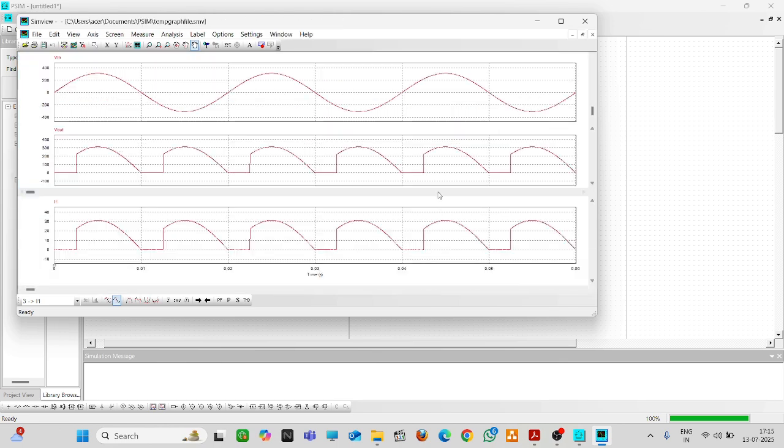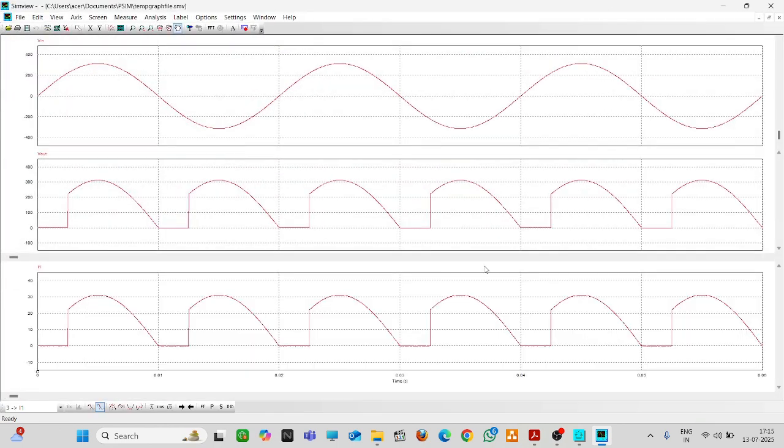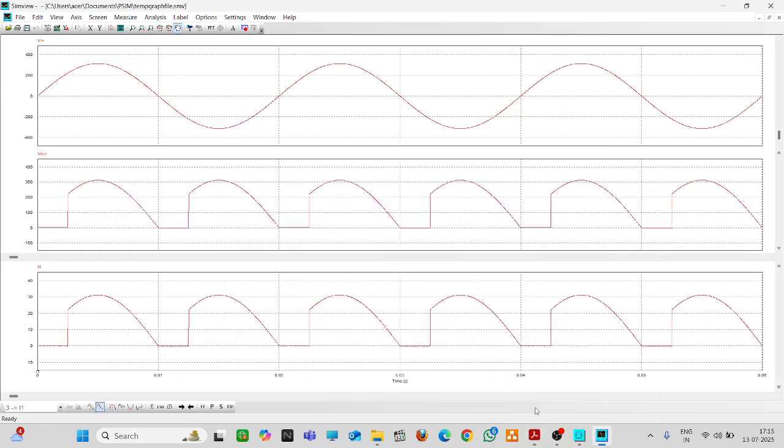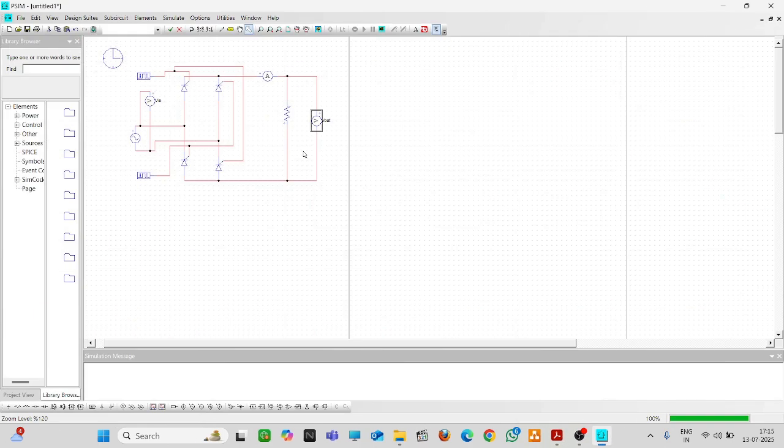So for a resistive load, voltage and current will be in the same phase. You can see here voltage and current are in the same phase. This is the same waveform which we have obtained. Okay, so I think this is okay. So now you need to do the simulation for the RL type of load.